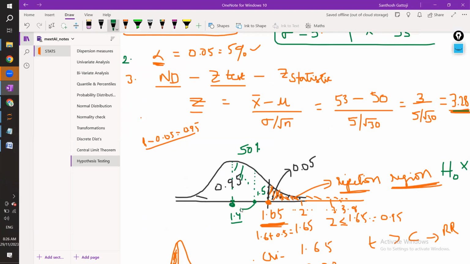Sir, will the correlation concept be used in it or not? No, why would correlation come in the middle of this? No, correlation is different.